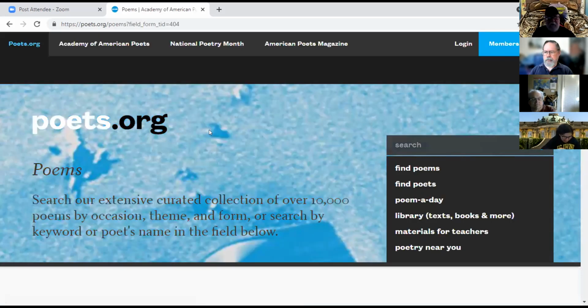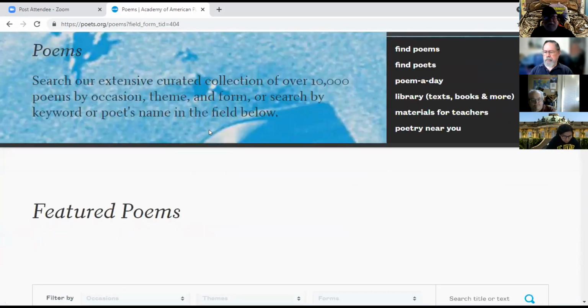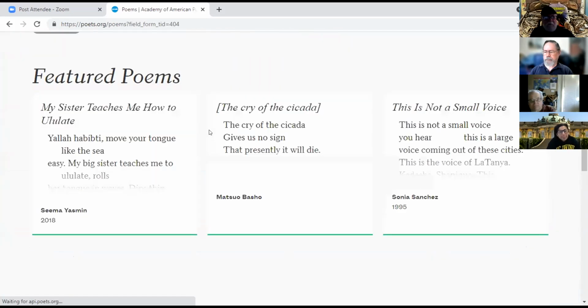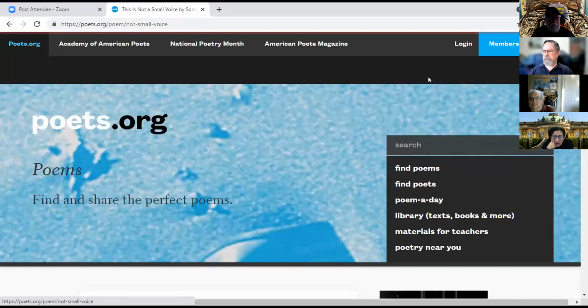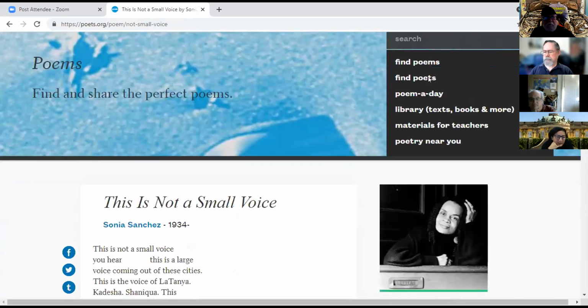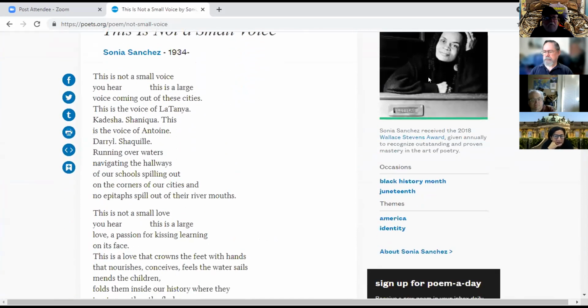Let's see what we get here real quick. Yes, this is a free program, so we're not making any money here, so don't worry, poets.org. Yeah, Sonia Sanchez. Well, she was in our last show too. She's got one. If you click on Sonia Sanchez's poem, she also has spacing, like Sonia. Yeah, that's cool.